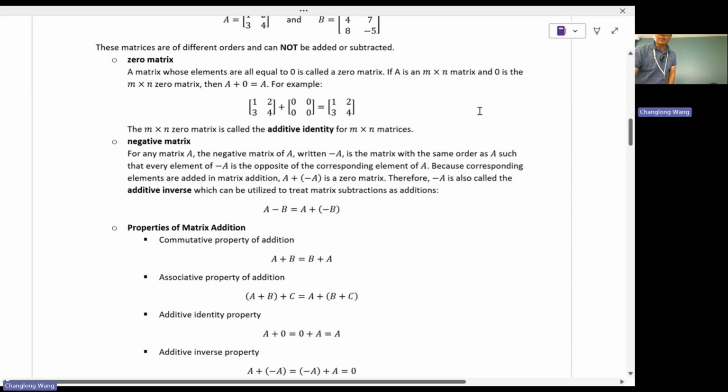And therefore, the zero matrix is called the additive identity. Additive means that you add or subtract it, right? Identity means that it doesn't change anything if you add it or subtract it from, you get what I'm saying? It's just a fancy way to say that zero doesn't mean anything if you add or subtract. And there's something called a negative matrix.